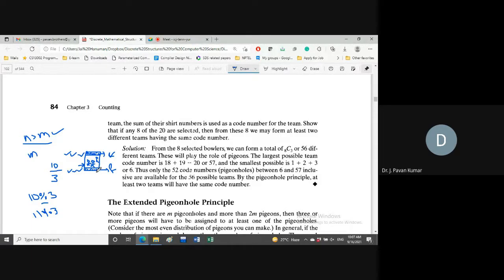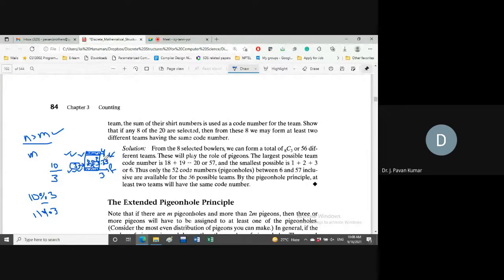Yes or no? Now consider yourself as the number. 10 by 3, what's the number? 3.33. So 3.33 is here. What is the floor of 3.33? 3. What is the ceil of 3.33? 4. Suppose the number is 3. What is the floor? 3. What is the ceil? 3. The ceil is also 3.